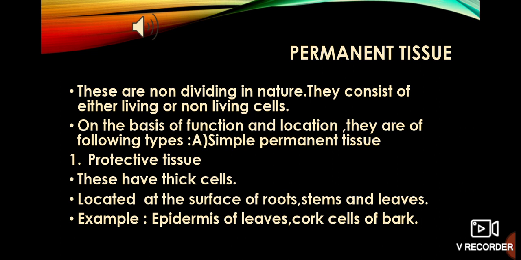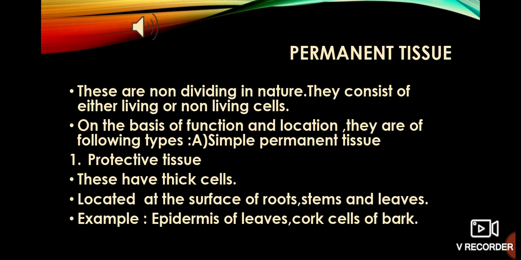Now, on the basis of the function and the location where these tissues are located, they are of different types. Basically, they are categorized into two types, which you have already studied in class 7: simple permanent tissue and complex permanent tissue. So, first let us deal with the simple permanent tissue.